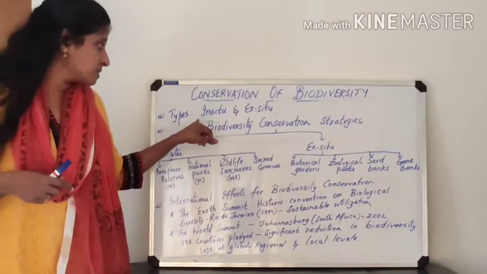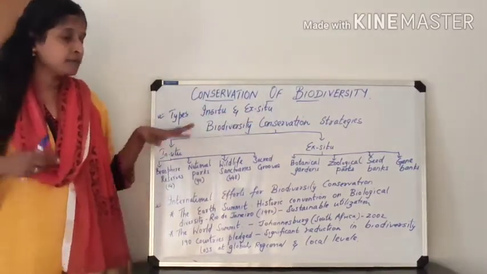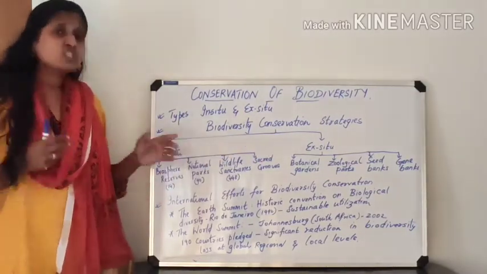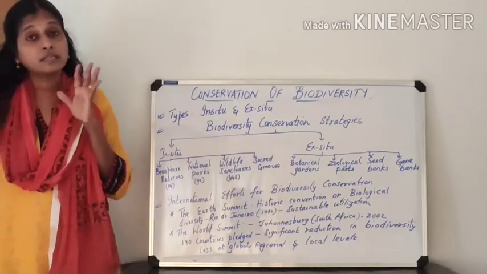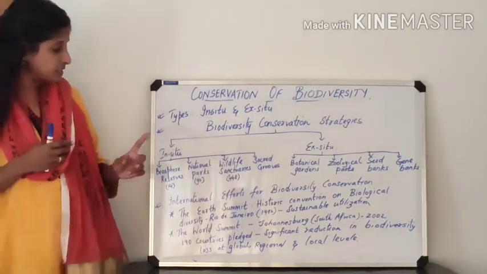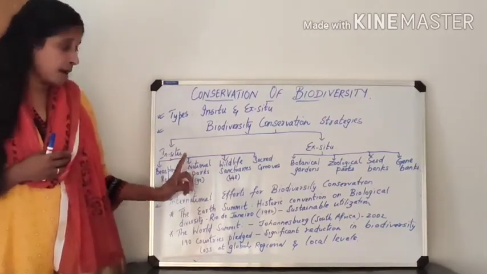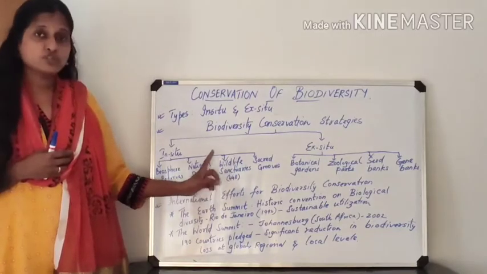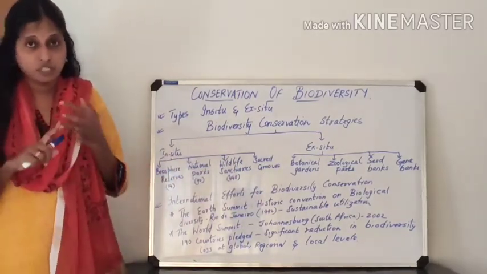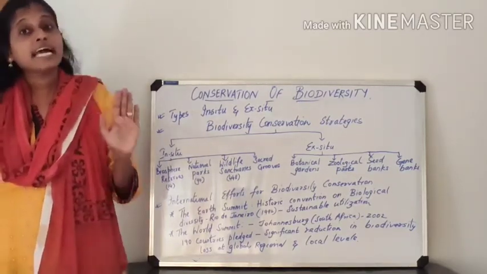Now when you are talking about biodiversity conservation strategies, how can I make the differences? In situ and ex situ. In situ, what are the examples where plants, animals and organisms are protected in the natural habitat? They are biosphere reserves, national parks, wildlife sanctuaries and sacred groves. All of these are natural habitats.